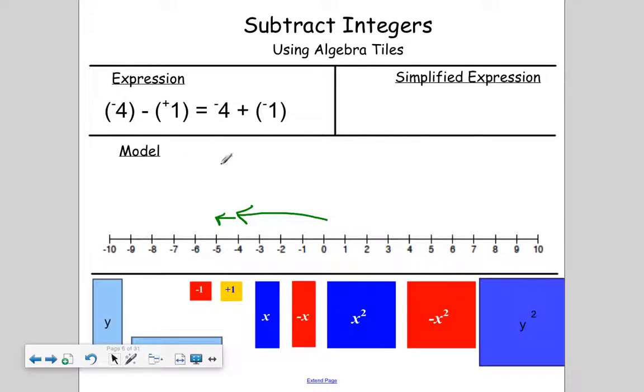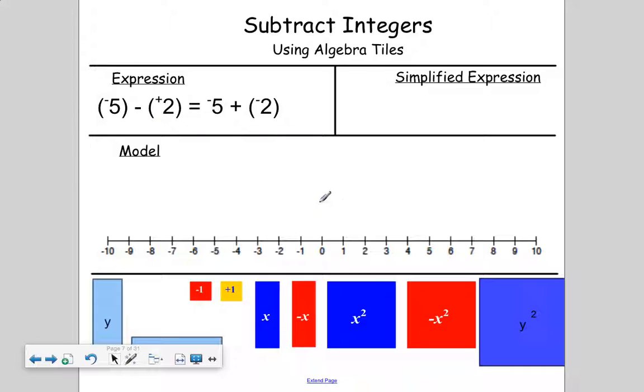What if I prefer to rewrite the subtraction expression as an additive expression? I keep the negative 4. I add, what's the opposite of 1? Negative 1. Negative 4 plus negative 1 is negative 5. So the subtraction expression is equivalent to this additive expression.